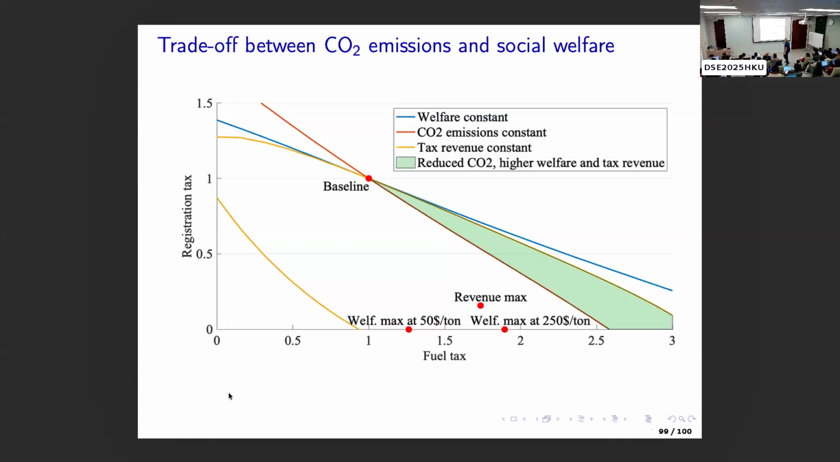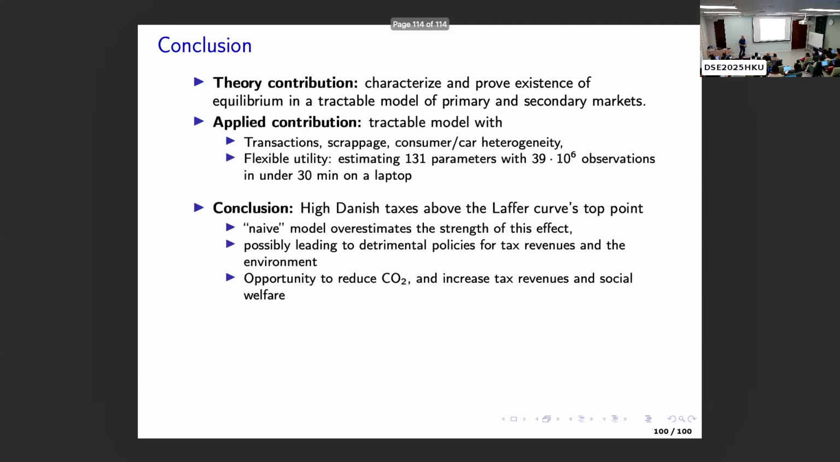That's the green area. And depending on how you weight these different objectives, you're going to get different results. Anyway, I'm over time, so I'm going to stop here. Let's take a break.